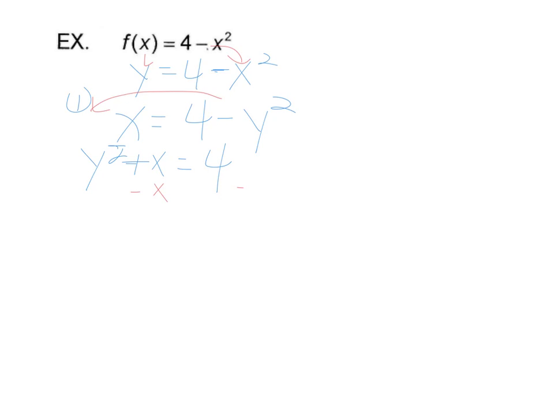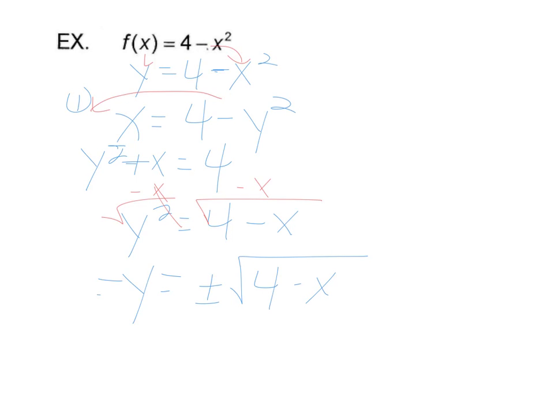Subtract the x. y squared equals 4 minus x. And then to get rid of a squared, you square root. And when you square root both sides of an equation, you put plus minus in front of the square root. And that is the inverse.